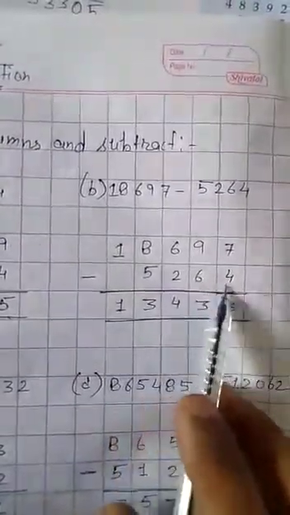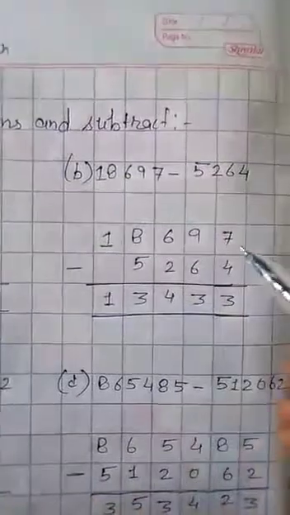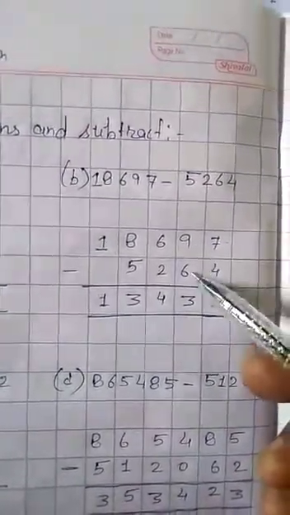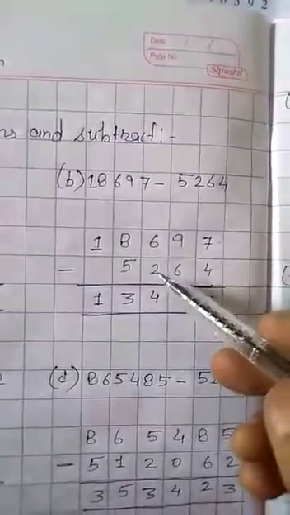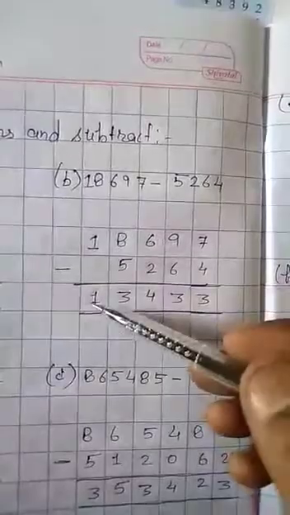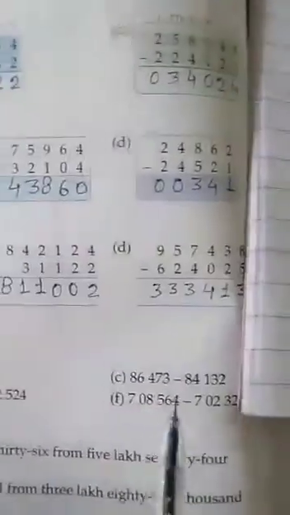18,697 minus 5,264. Now you will subtract from here. 7 minus 4 is equal to 3. 9 minus 6 is equal to 3. 6 minus 2 is equal to 4. 8 minus 5 is equal to 3 and 1 here. Now question C.